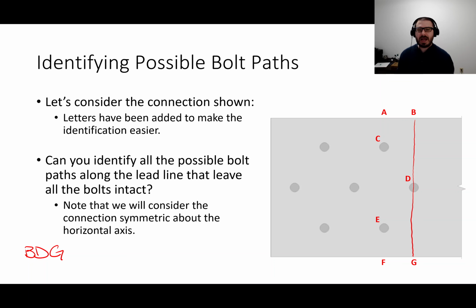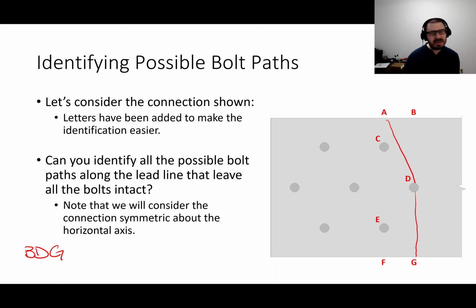Okay, so I propose that what could happen is the member could fracture along this path. Think about what the net area would look like. The net area would look like the gross area minus, let's say, one bolt hole. Now, one natural question that students ask at this point is, I'm saying BDG is a potential failure path. What about ADG? Couldn't the member fracture this way?